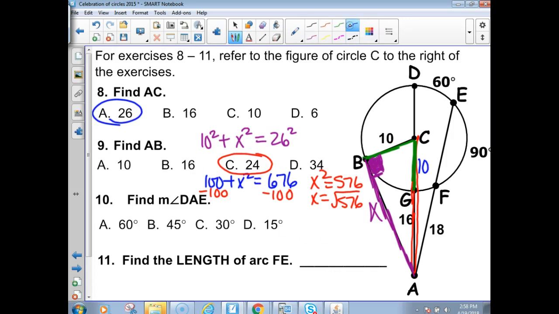All right, next one. Find the measure of angle DAE. We did not do problems like that. We did not do 10-6, so you can cross out this one because it's not required on the test. I could tell you how to figure it out. It's 15. Did you guess?